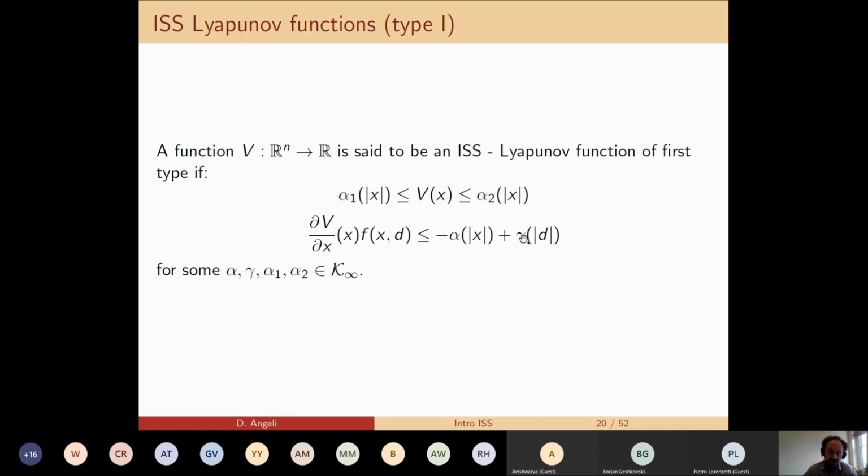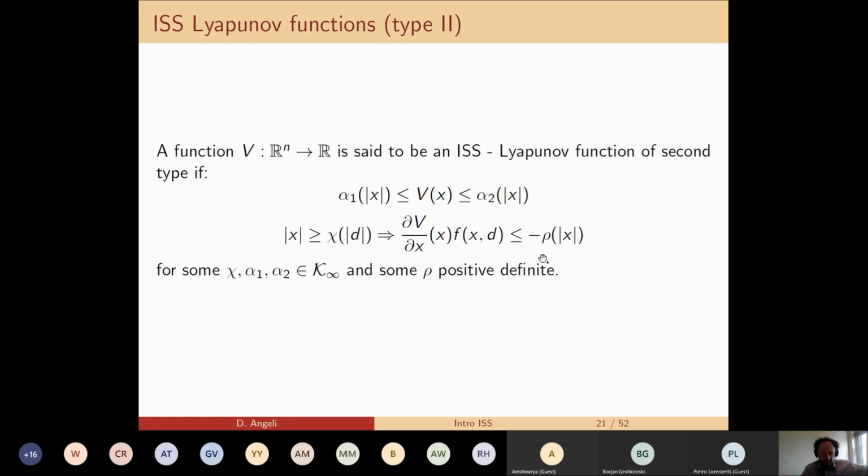If this is class K or positive definite, no big deal. You can always upper bound it by something of class K infinity. But the truly crucial thing is that whenever X grows, this part here, which is negative, will be able to overcome the disturbance, no matter how big this is. So that's the idea, essentially.